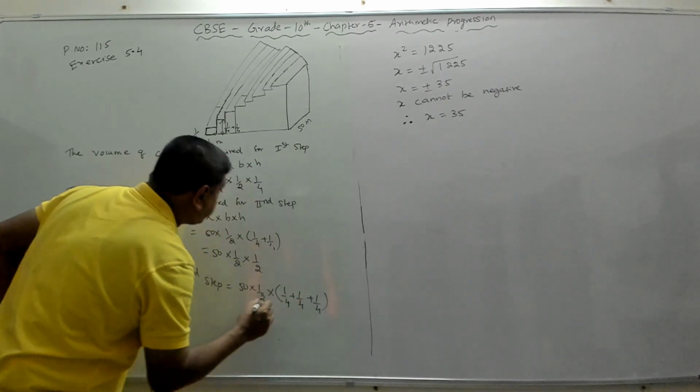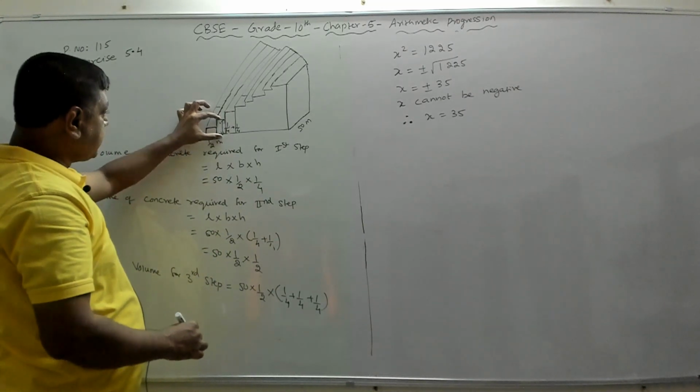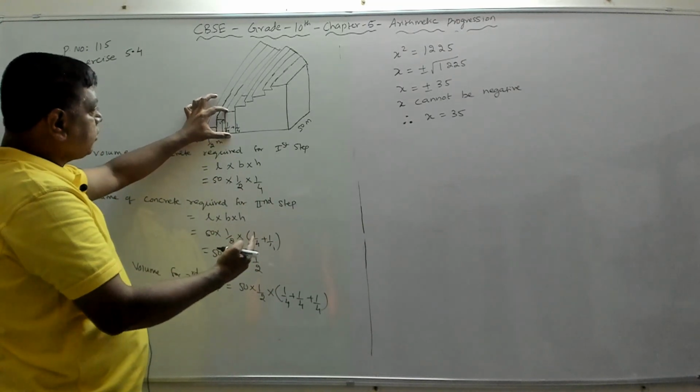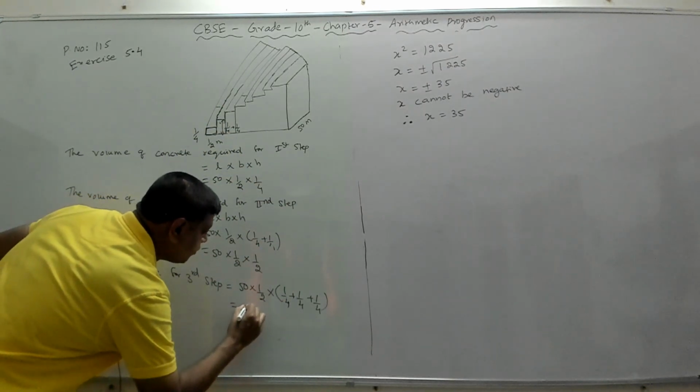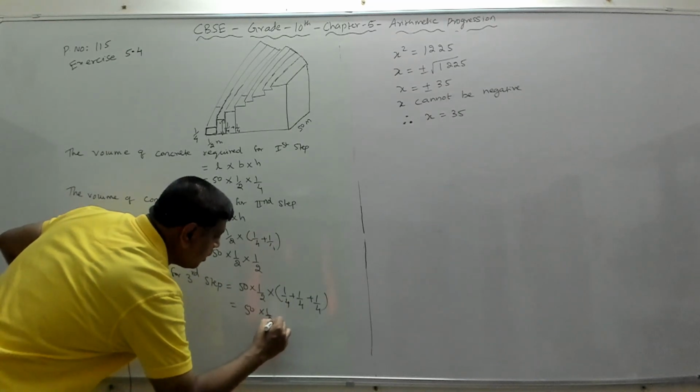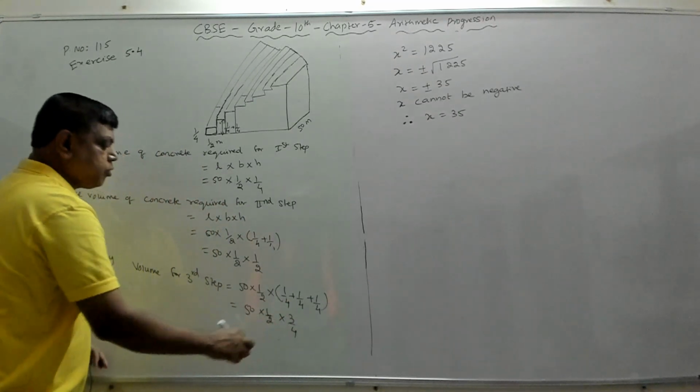Because the height keeps increasing by 1 by 4. 1 by 4 for the first step, 1 by 4. Second step is 1 by 4 plus 1 by 4. Third step is 1 by 4 plus 1 by 4 plus 1 by 4. So that is equal to 50 into 1 by 2 plus 3 by 4. Sorry, into length into breadth into height.